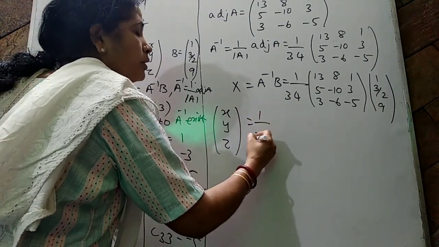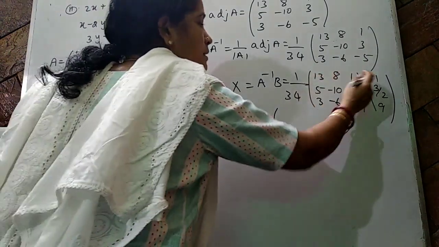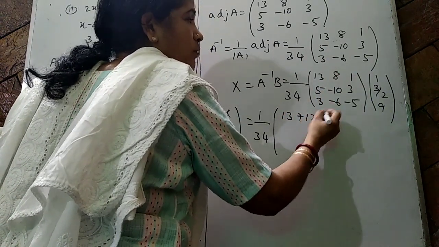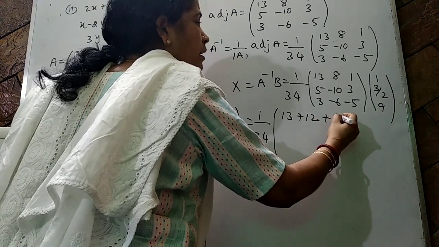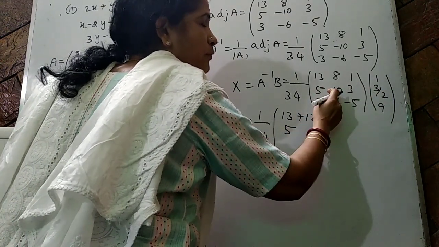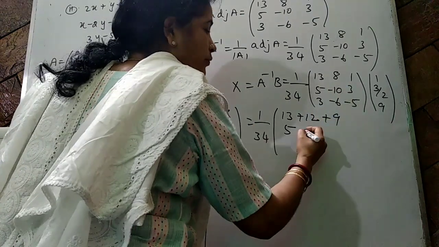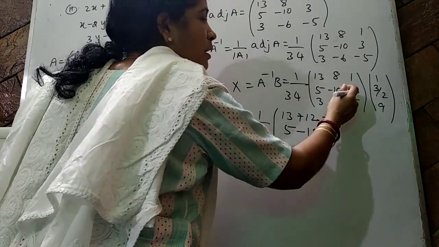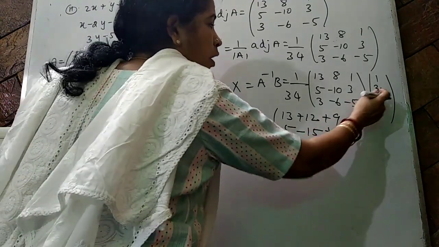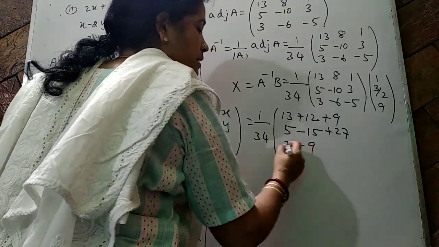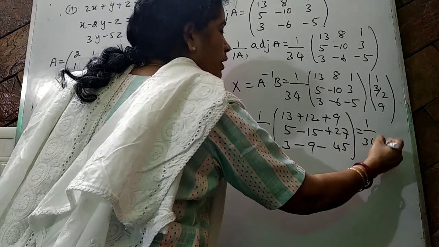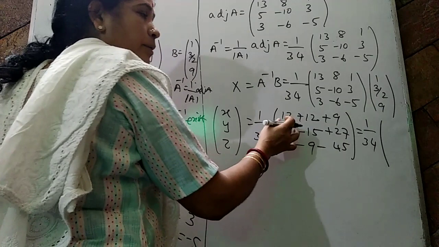Now that is equal to 1 upon 34, keep it outside. This is 13. Now 4 3s are 12, keep the calculation going, plus 9. Then next row, 5 into 1, 5. If we cancel, minus 5, minus 15, then 27. Now next, 3. Now minus 3 we will get minus 9, 5. So that is equal to 1 upon 34 into, what result will come?